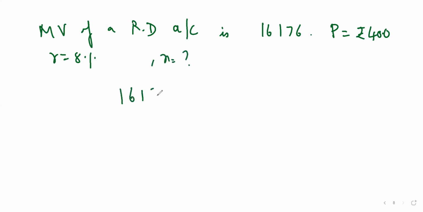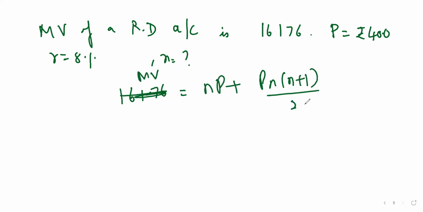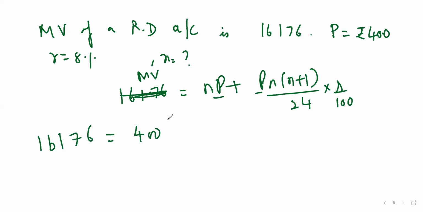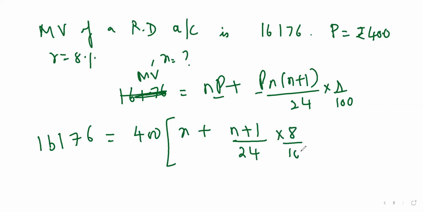So 16176 is equal to what? NP plus P into n(n+1)/24 into R/100. I'll write the formula down once, it's always good to write the formula once. Now you just have to substitute. 16176 is equal to, you can take P common. P is 400. You'll be left with N plus N(N+1) by 24 into R, which is 8 upon 100.